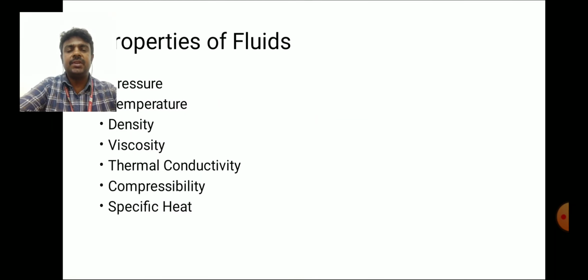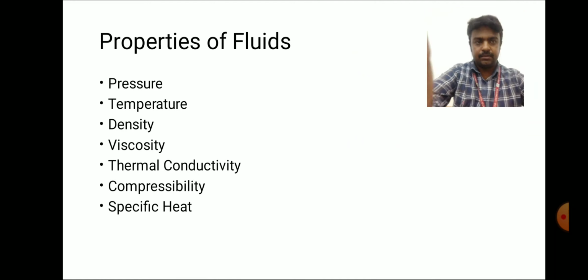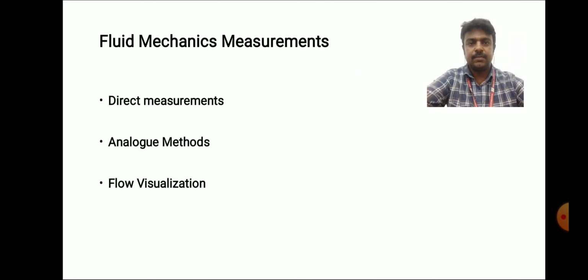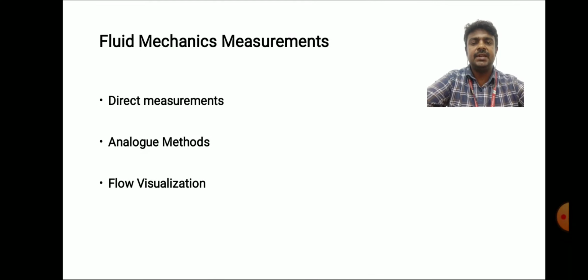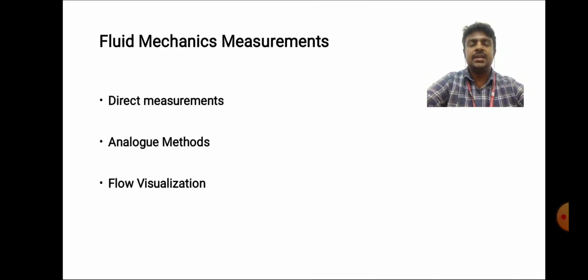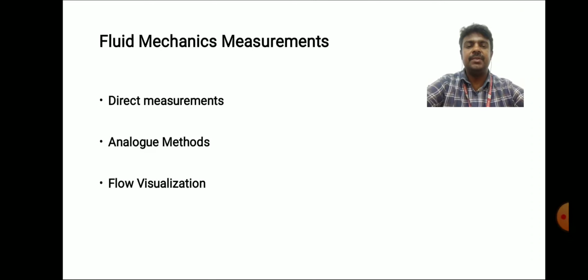Some properties of fluids are listed over here. They are pressure, temperature, density, viscosity, thermal conductivity and specific heat. And the main fluid mechanics measurements are listed here. The first one is direct measurements, the next one is analog methods, and the last one is flow visualization techniques. Let's discuss each of these methods in a very brief manner.